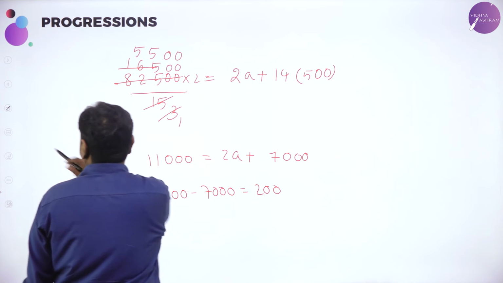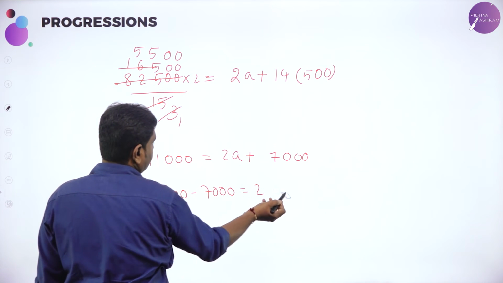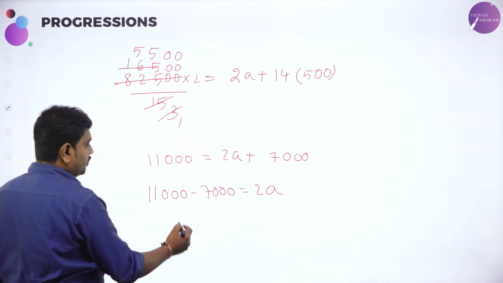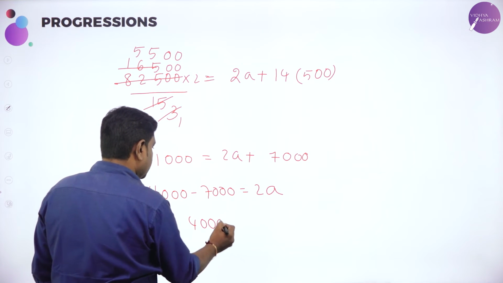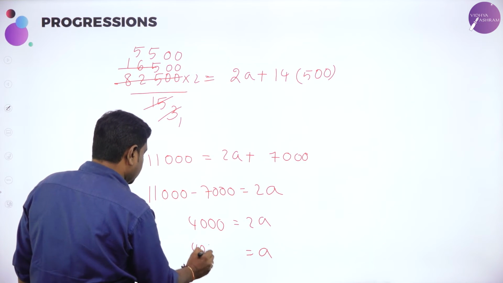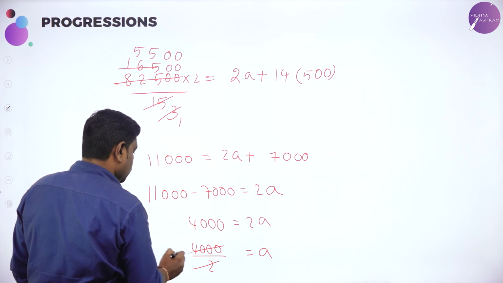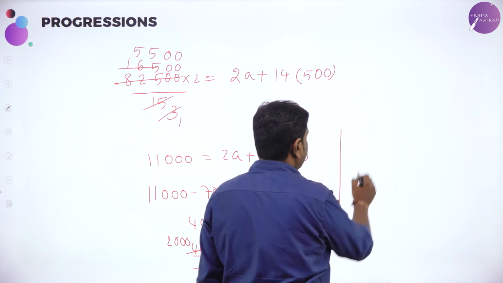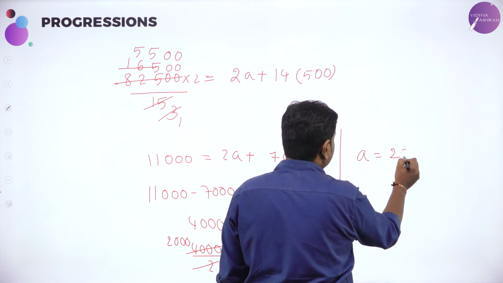2A, sorry. So 11 minus 7, so 4,000 is equal to 2A. A is 4,000 divided by 2, that is 2,000. So therefore A means the first value, so 2,000.